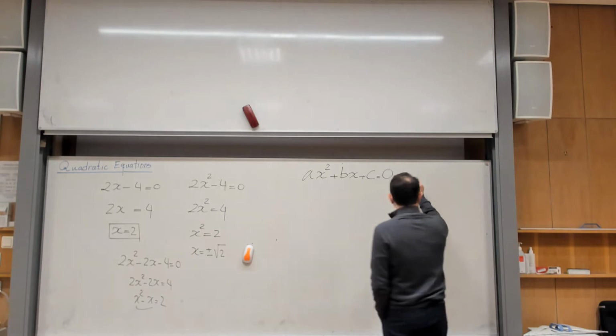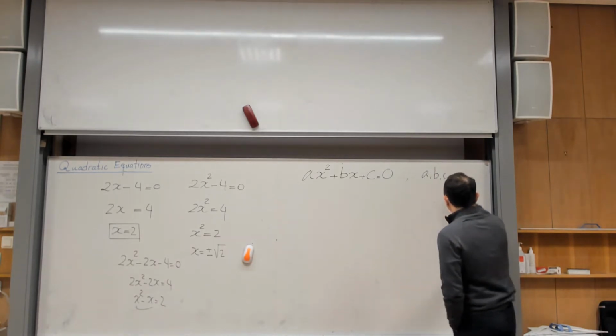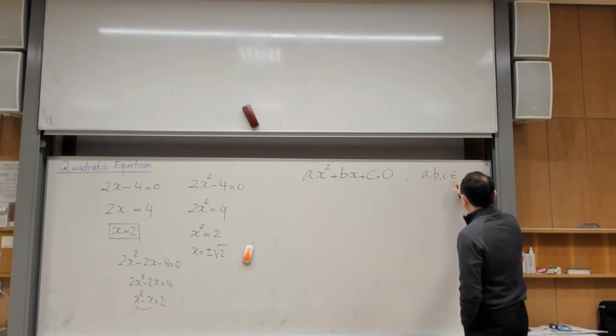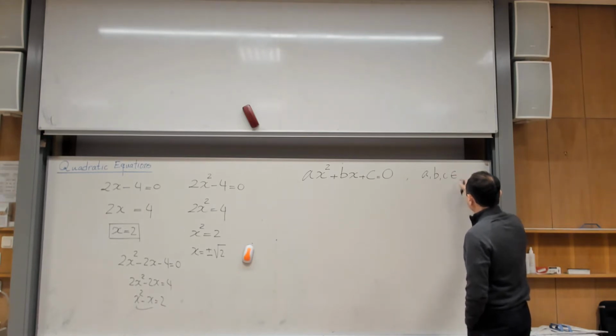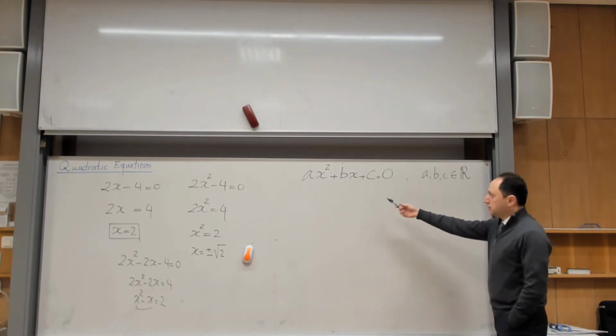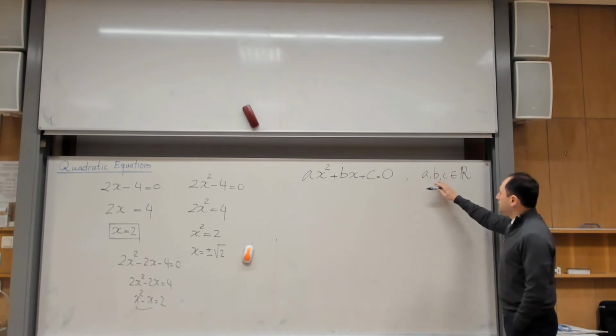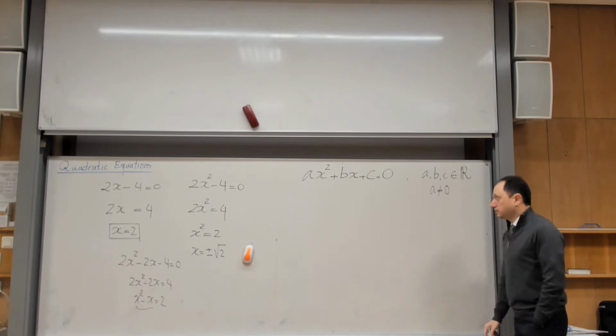So here, a, b, and c. You remember this symbol that I use means belongs to, and this means the set of real numbers. So this means that I want to consider this equation in the case that a, b, and c are real numbers. But of course, I think that you agree with me that I also have to add this constraint that a is not equal to 0.